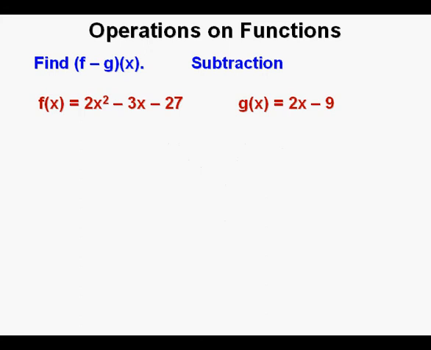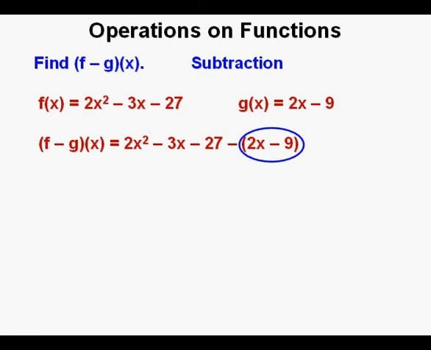Now we'll perform the subtraction operation. We find f minus g of x. Here we have f minus g of x. It is 2x squared minus 3x minus 27 minus quantity 2x minus 9. Note that the entire g of x, 2x minus 9, is inside parentheses, because we need to subtract all terms of g of x. We have to distribute that minus sign to everything inside parentheses, and that's shown by the green arcs here.